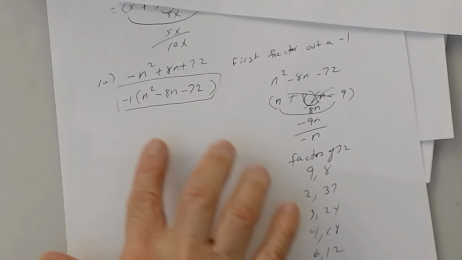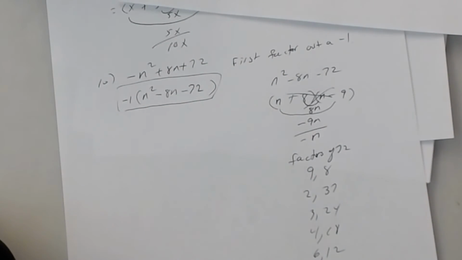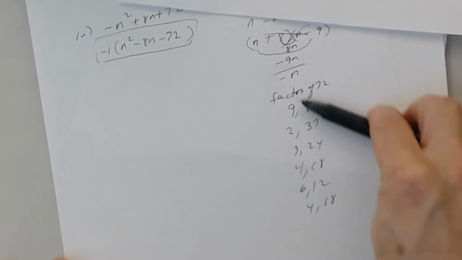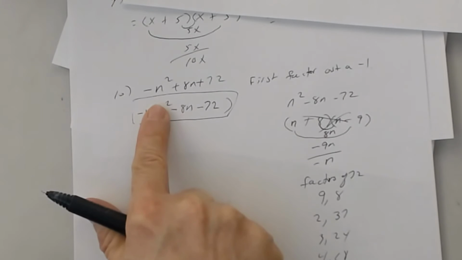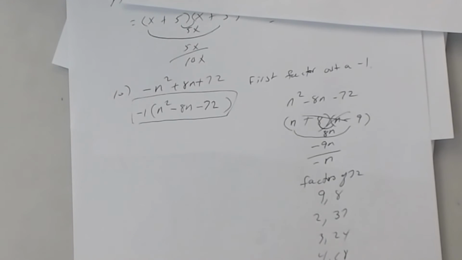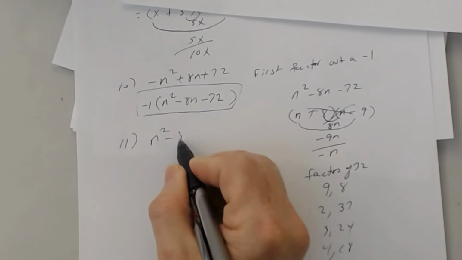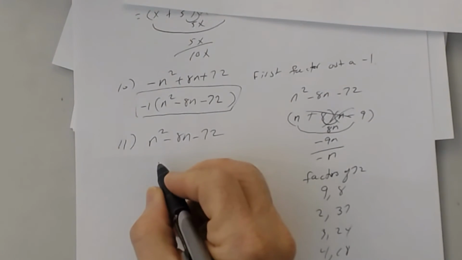Because they wanted you to first factor out a -1, so you had to do that first. So in this case, you see I've exhausted almost every possibility I could think of. In number 10, they asked you to factor out -1, so you did that, and that's all you can say. Now, her question was this: do you write prime? I would have written prime if it was something like number 11, n squared minus 8n minus 72. Because the GCF is 1. And in that case, we tried all possibilities, so you would say prime.